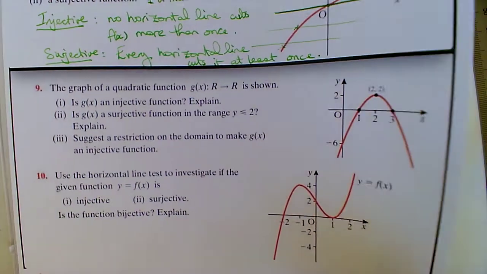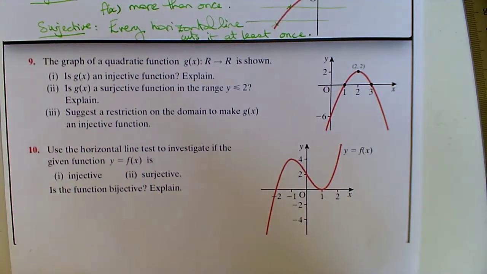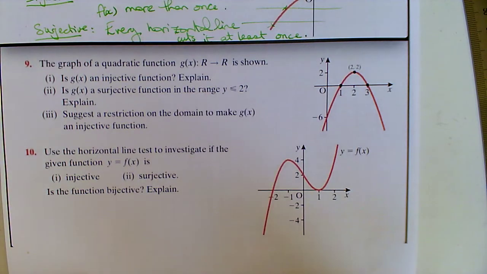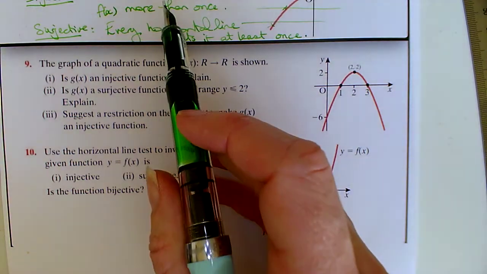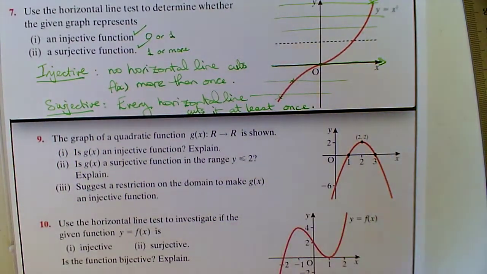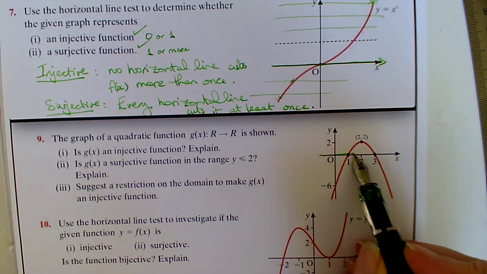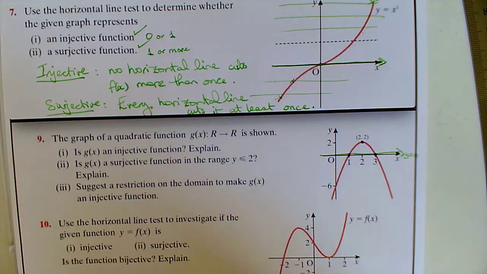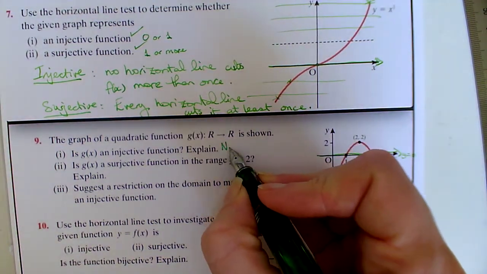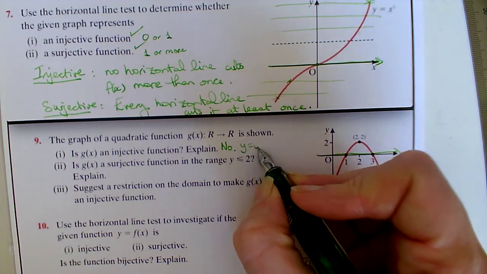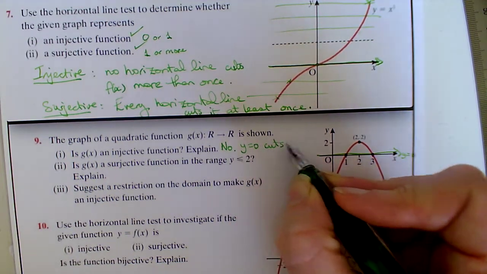Question 9. We're shown the graph of a quadratic function here, mapping the real numbers onto the real numbers. Is it an injective function? Well, is there any horizontal line that can cut this more than once? Yeah, in fact, the x-axis, this line here, y equals 0, will cut it twice. So it's not injective, because the line y equals 0 cuts the graph twice.